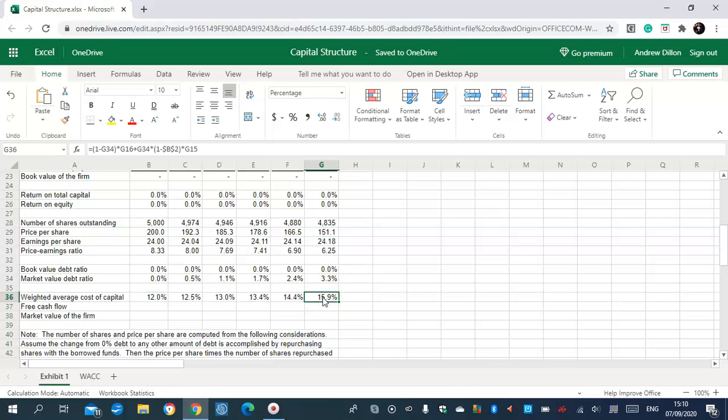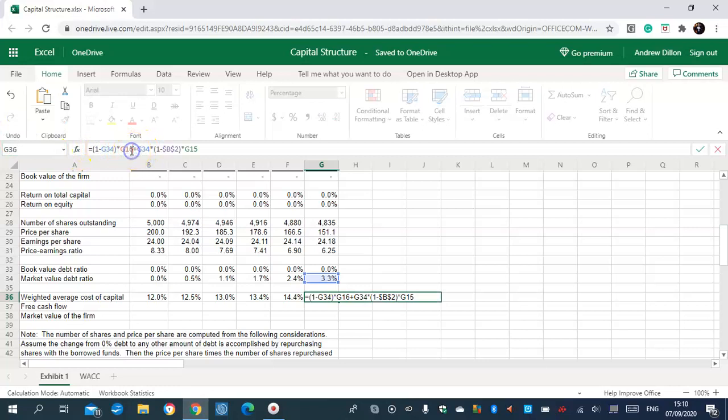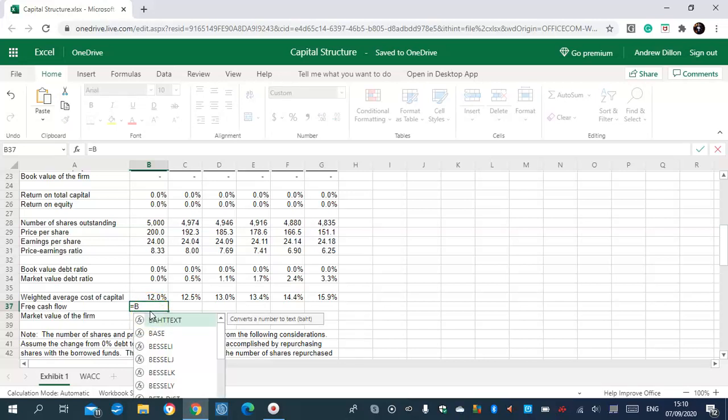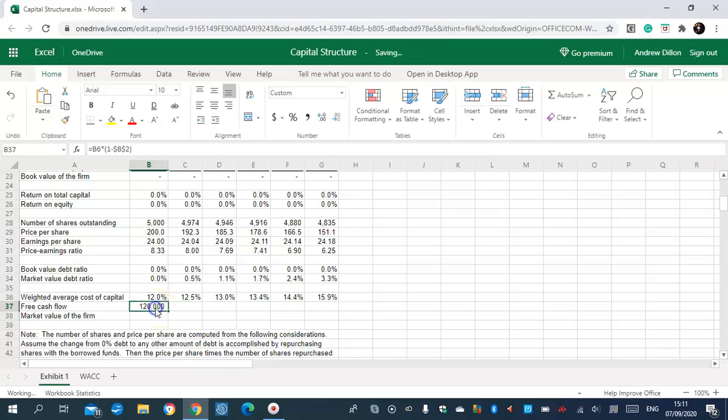So that's the long function table, how to get the correct answer for the weighted average cost of capital in this Exhibit 1 sheet for capital structure. Okay, now move on, let's calculate the free cash flow. Okay, market value of the firm is the next one.